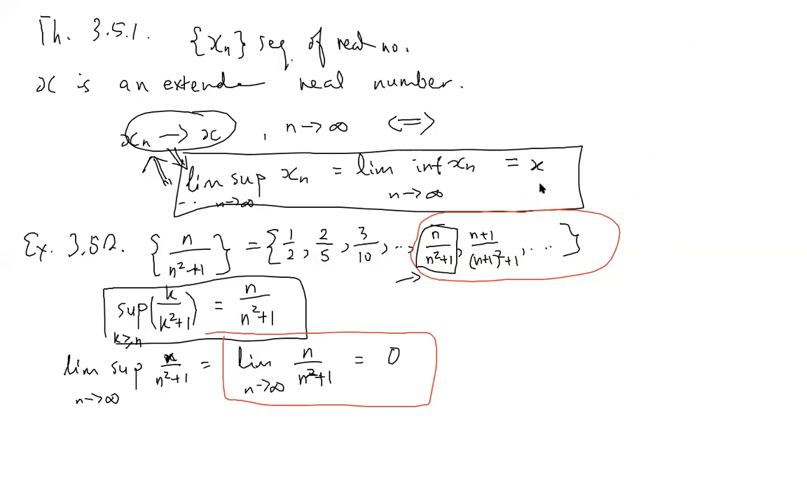Oh, anyone wants to explain why it's equal to 0? We can differentiate the numerator and the denominator, so it will become 1 over 2n. So basically, this thing will become 0.